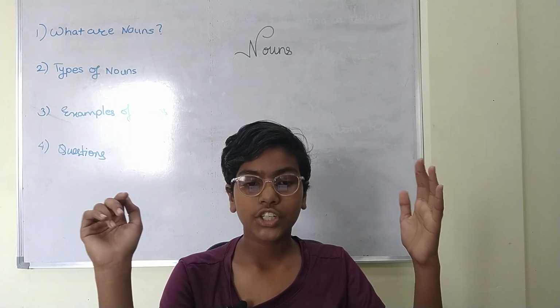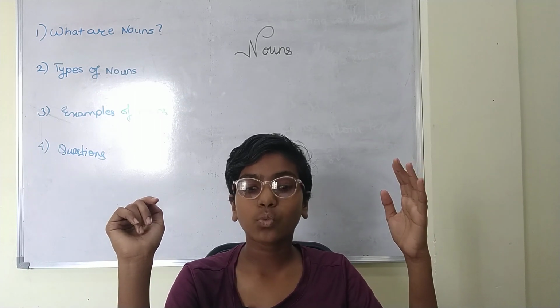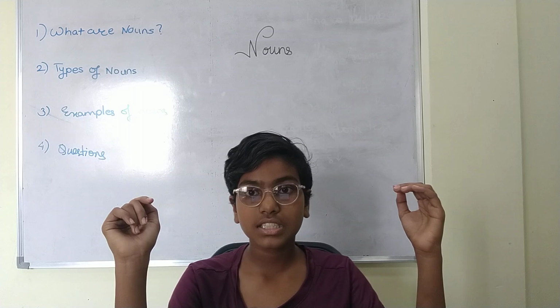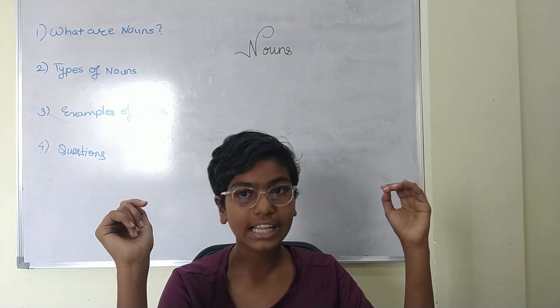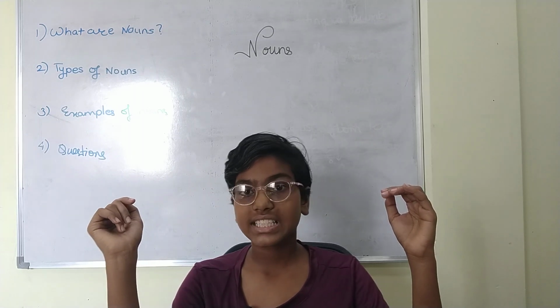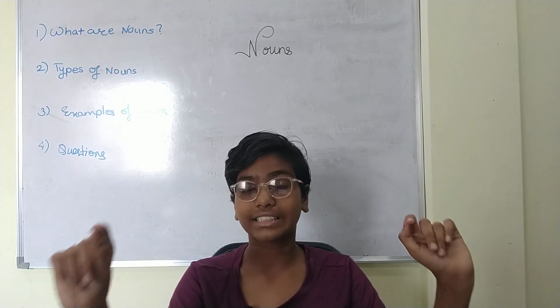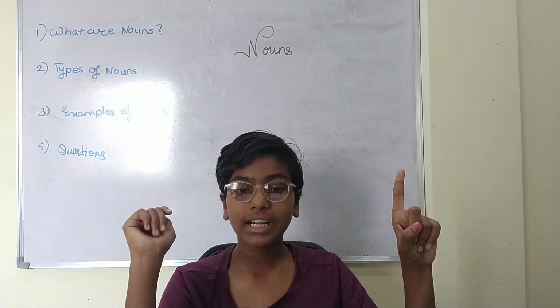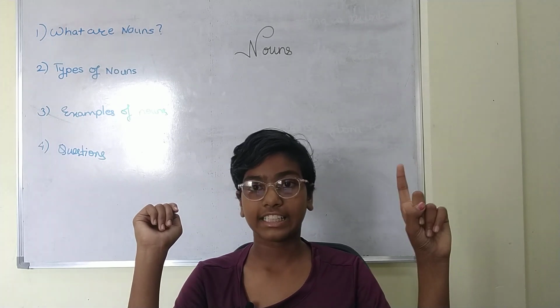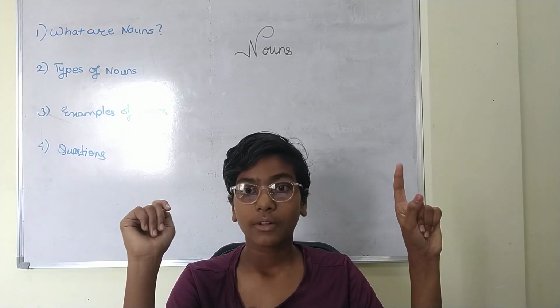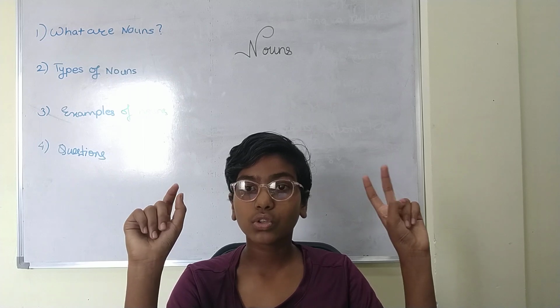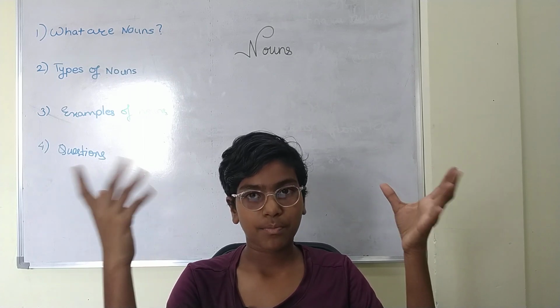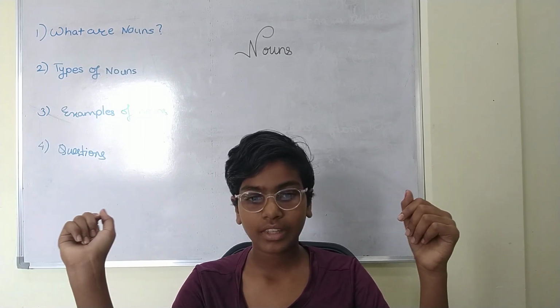So what was the definition? I'll repeat again. The words used to name persons, places, things, animals, feelings, etc. are called nouns. In the first example, Albert Einstein was a great scientist. We saw two nouns. What were the two nouns? Both were the name of a person and a profession, right?